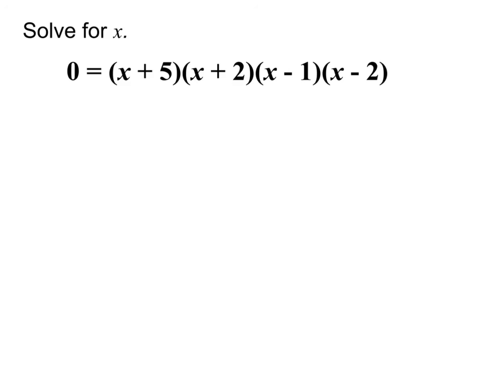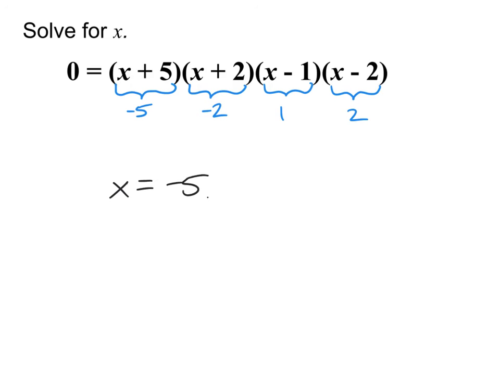Therefore, I just need to figure out what makes each one of these sets of parentheses equal 0. So what plus 5 equals 0? Negative 5. And I can just keep going down the line and saying what plus 2 equals 0. And do that for every single one of those, and you have all of your solutions. And so then in this case, I would actually just say that x equals negative 5, negative 2, 1, and 2. And that's it. That's all you've got to do there.